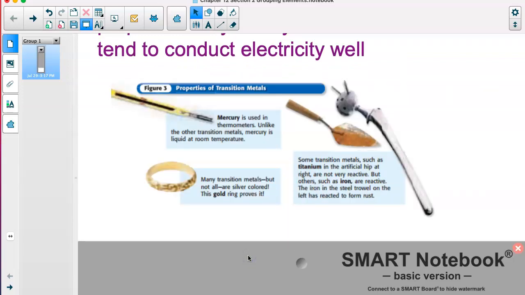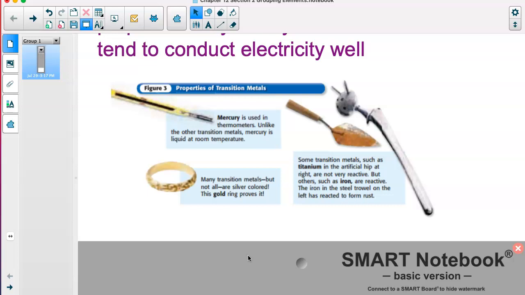Some of the common examples, things like mercury, that's used in thermometers. Mercury is actually not used in our thermometers at home anymore because it's carcinogenic. It's used in hospitals though because it's really accurate. So you'll see it more in the hospital.